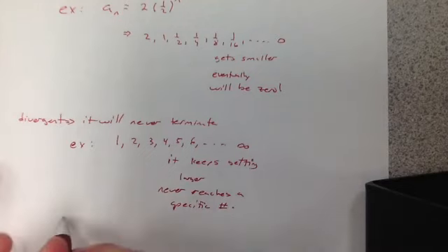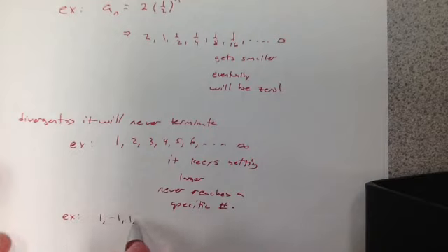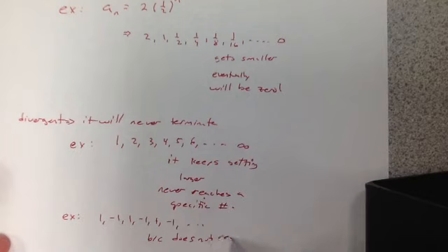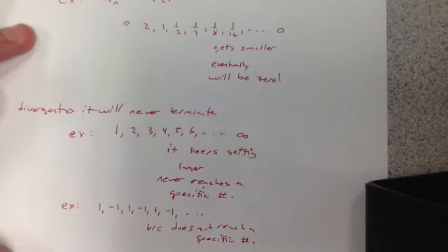Now, another example of a divergent series would be this: 1, -1, 1, -1, 1, -1. Now, why would this be considered divergent? Because, again, it does not reach a specific number. And you have to know these for both calculus and beyond, okay? And that's it for part 3.